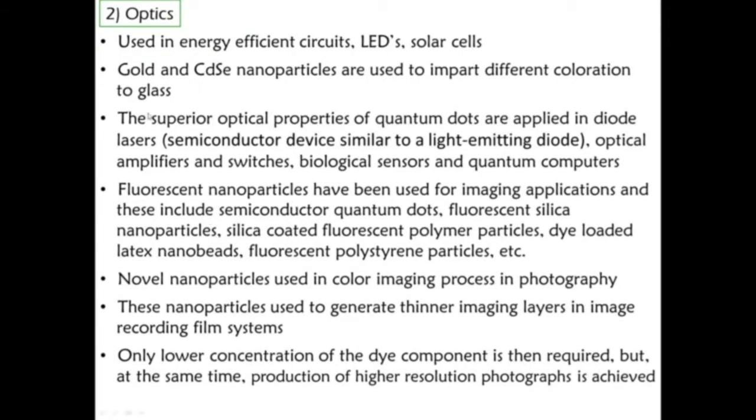Second application is in optics. Optics, as you know, is related to light, and it is used in energy efficient circuits like LEDs, solar cells, etc. So high efficiency LEDs can be made out of nanomaterials, and they can also be used in solar cells for easy absorption of radiation and for the transfer of electrons by converting the solar radiation to an electrical signal.